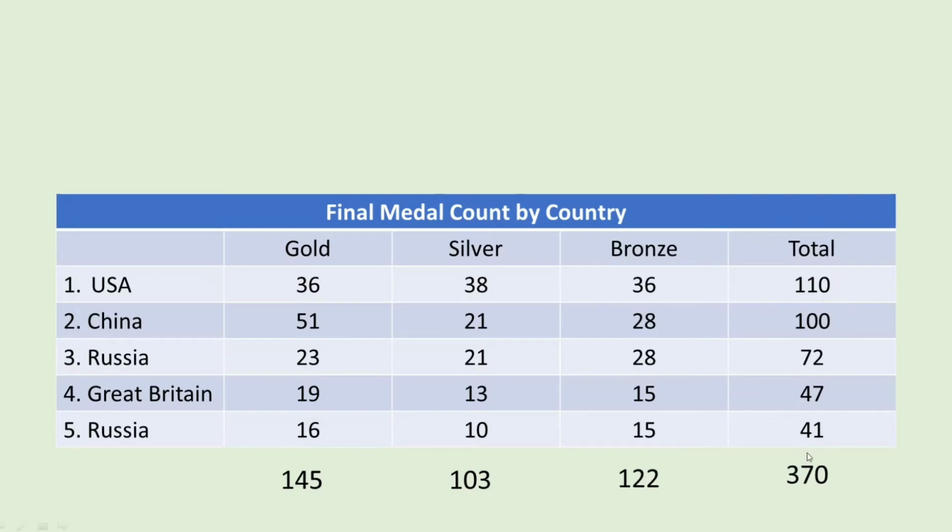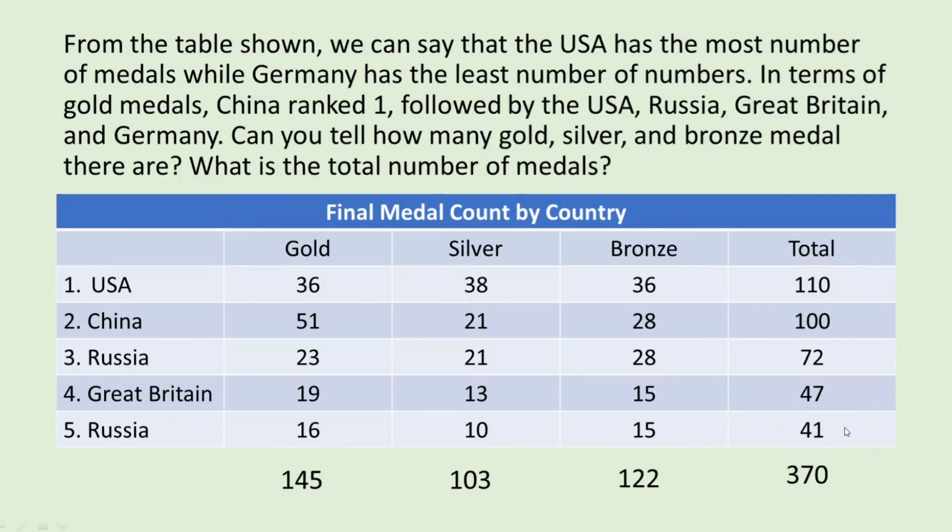So, ayan. So, paano natin mai-interpret ito? So, pwede nating sabihin yung USA ang may pinakamadaming nakuhang medal. Then, ang konting medal na nakuha ay Russia. So, eto po yun. So, from the table shown below, we can see that the USA has the most number of medals, while Germany has the least number of medal. In terms of gold medal, China rank 1. O kung makikita natin dito, yung sa gold, ang pinakamataas ay China dahil nakakuha sila ng 51. Then followed by USA, which is 36. Then Russia, then Great Britain, and then yung last natin ay Germany.